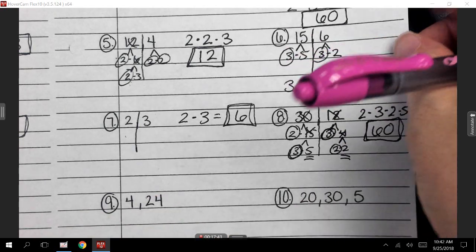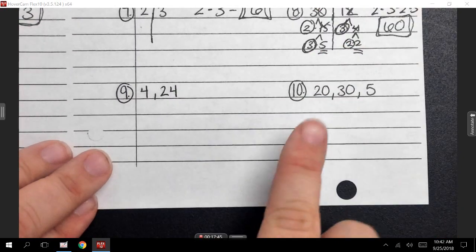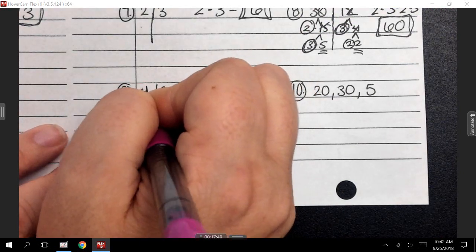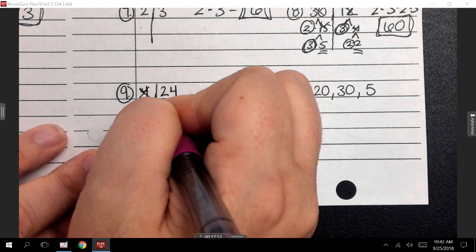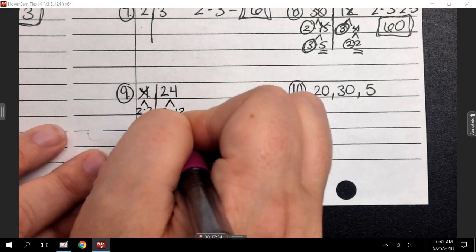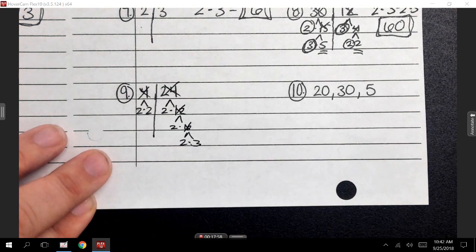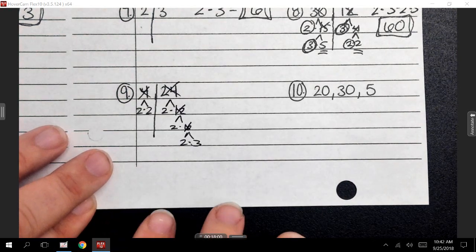We should get 60. All right, the last 2 in number 10 is really important. I want us to talk about it. On 9, we have 2 times 2 for 4, 24, 2 times 12, 2 times 6, 2 times 3. Are y'all okay with how fast I'm making those trees? We should be just checking our work.